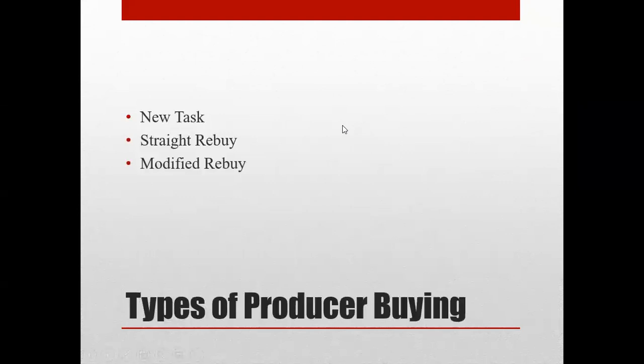Now, as a producer, you are going to buy different kinds of things. So if you are going to continue to buy your raw materials, there's a way to classify how you buy them. These are things that you buy frequently. So the first way to classify it is a new task. In a new task, what happens is that you are just starting the business, you understand? Or you are just getting a new supplier.